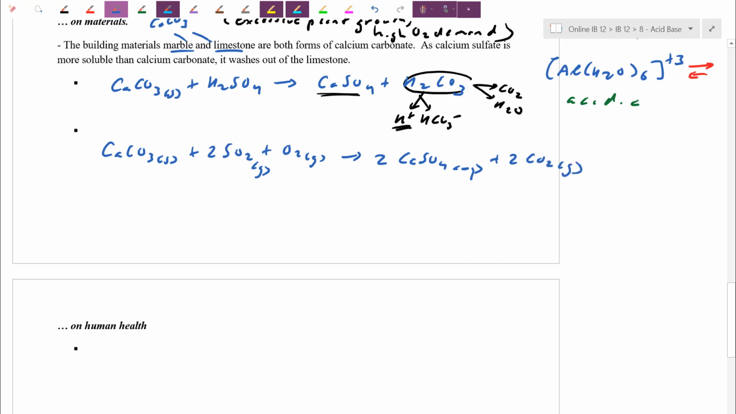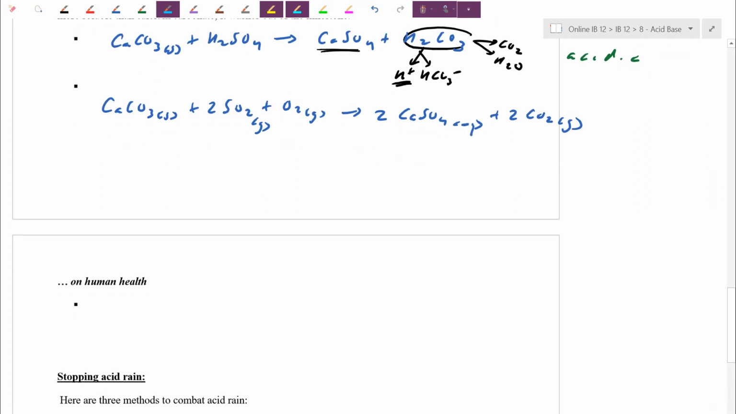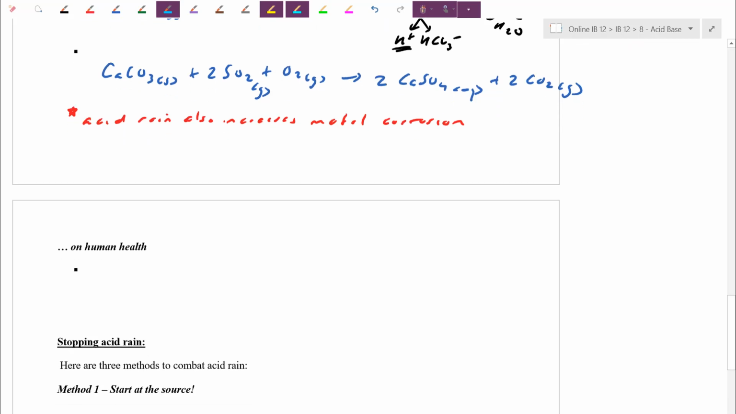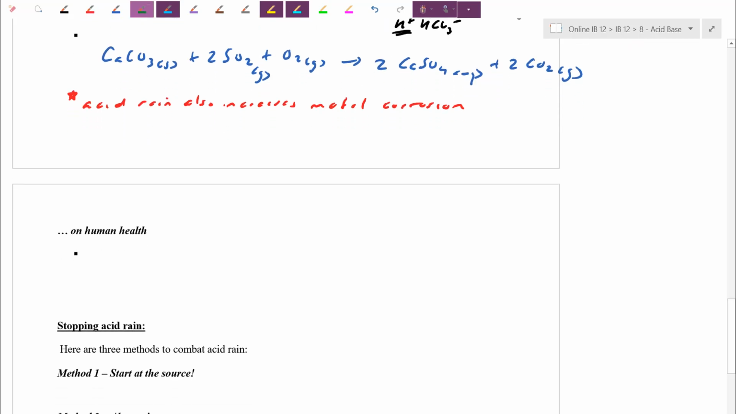Okay. We can make one other note here while we're at it, talking about building materials. Acid rain also increases metal corrosion. Right, so corrosion is a fancy word for rust. We're going to do this a little bit more in our redox chapter that's coming up. But basically, we're going to have, let's say, metals like iron in the presence of really strong acids like sulfuric acid, even though only the first protonation is acidic. It's a common property for acids that they basically react with metals.